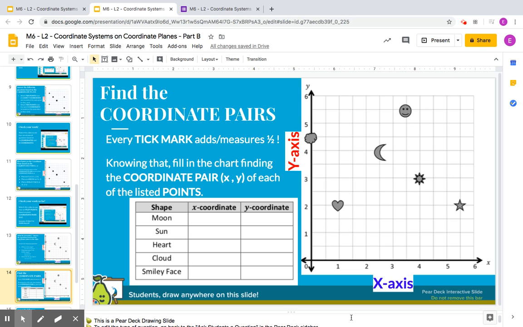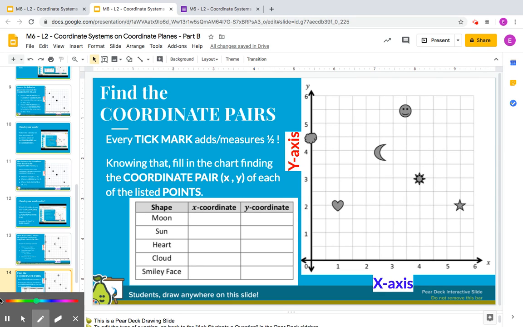So our coordinate plane is a little bit different than last time. However, there's a lot in common. You should have noticed that every tick mark that you see is measuring or adding 1/2. So just like the last coordinate plane we were looking at, we start at our origin, which is the point 0, 0, because x equals 0 and y equals 0. We then add 1/2 every time we move up and every time we move over. Knowing that, let's find the x-coordinate and the y-coordinate of the points that are shown.